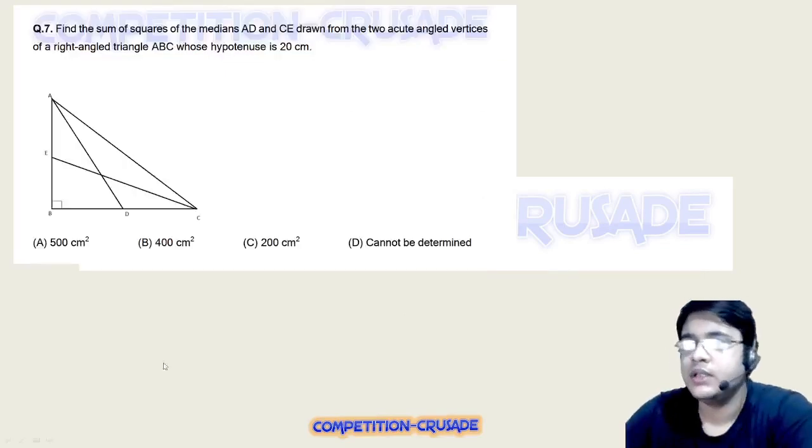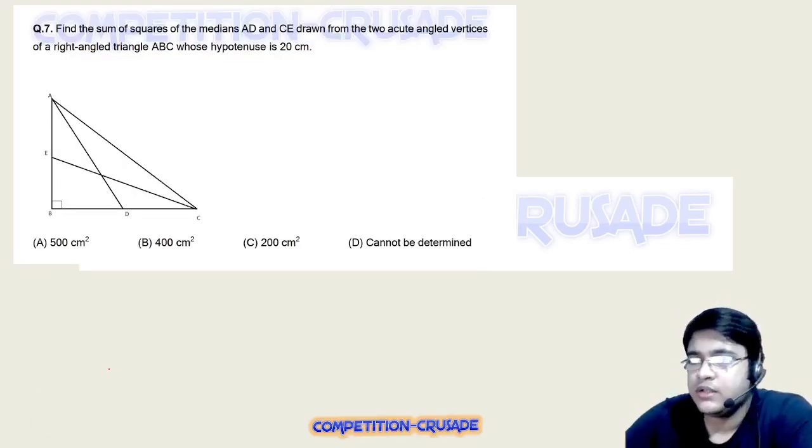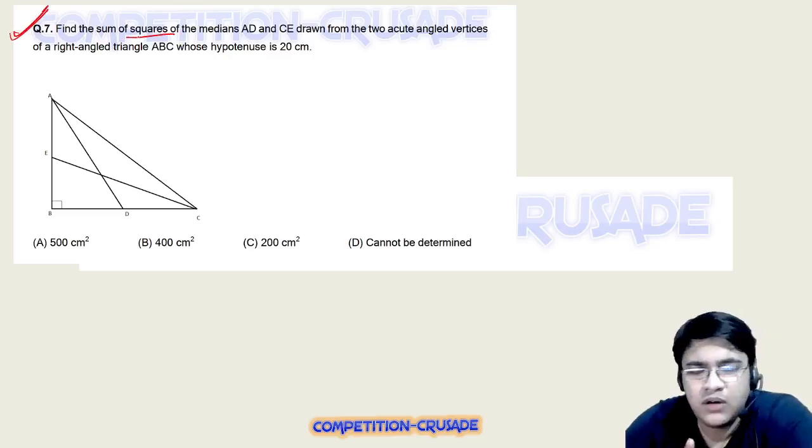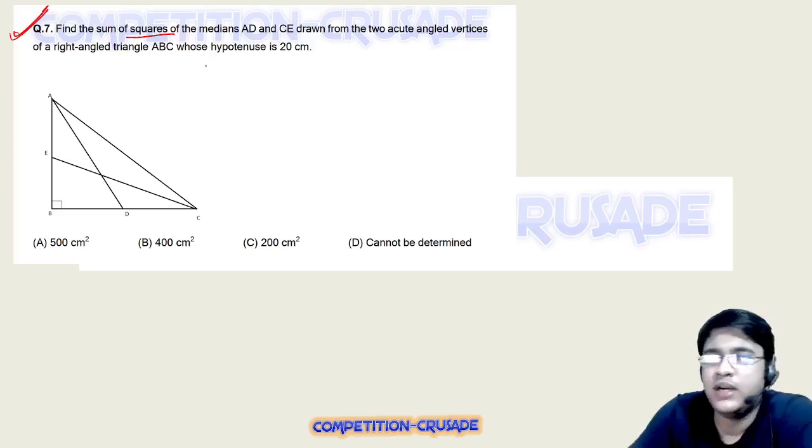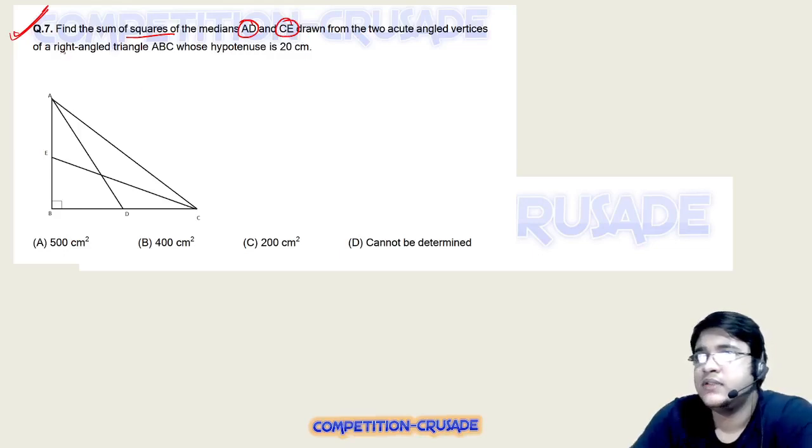Let's go to the next one. This one is also a decent level का क्वेश्चन है। Find the sum of the squares. ये शायद हमने सॉल्व किया था, I don't think मैंने उसका अपलोड नहीं किया होगा। Anyways, find the sum of the squares of the medians AD and CE drawn from two acute angled vertices of a right triangle ABC whose hypotenuse is 20.